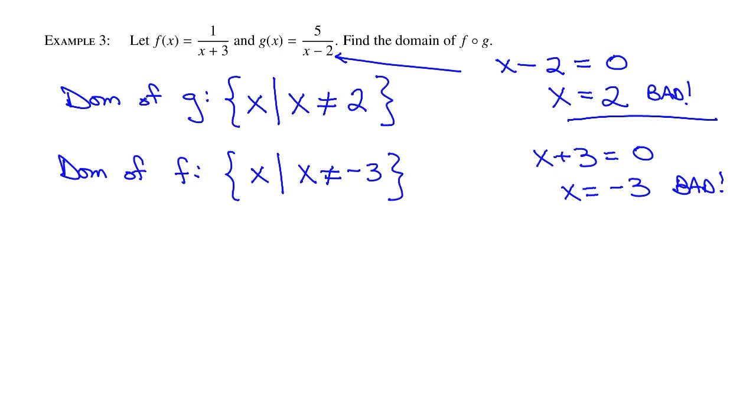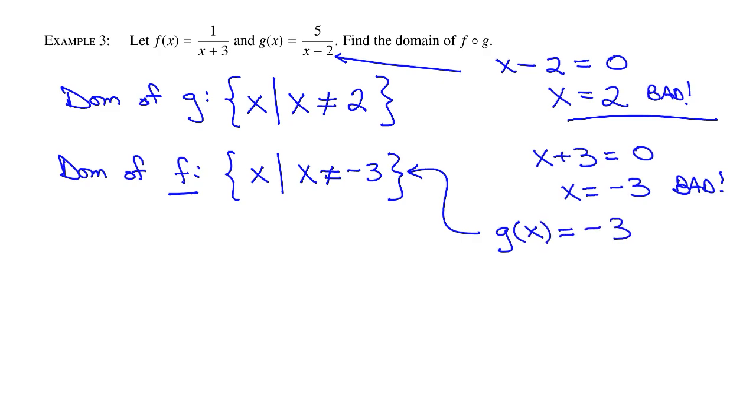Now, some students jump to the conclusion right away that the domain of the composition must be that x is not equal to 2 and x is not equal to negative 3. But that's not quite it. And the reason is because of the way the circles and the sets worked on the page before. What this part means, because this is from the second function, is that we can't have any g of x's be equal to negative 3.